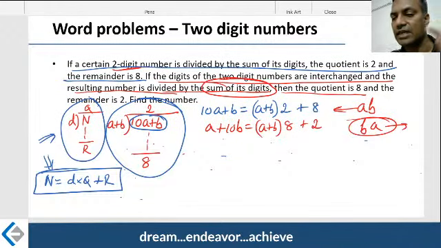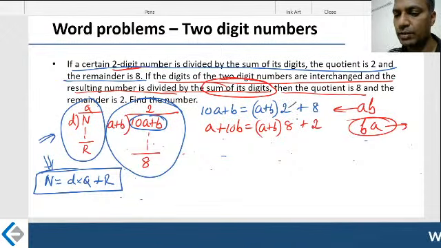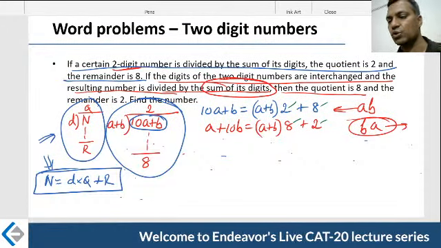Look at the numbers and decide what you want to do. Don't decide whichever way you want. Look at the number and decide. 8 plus 2 is 10, guys. Life is so simple, right?